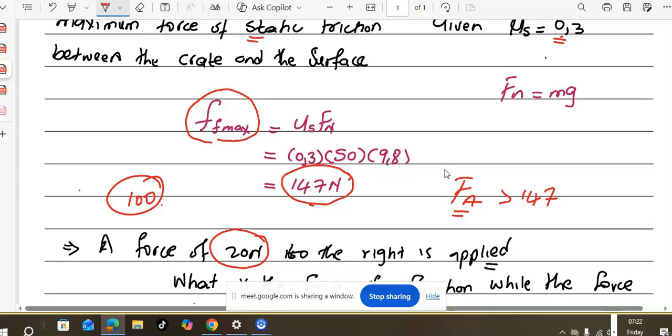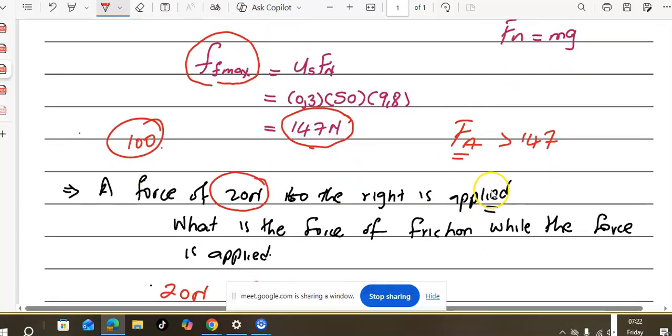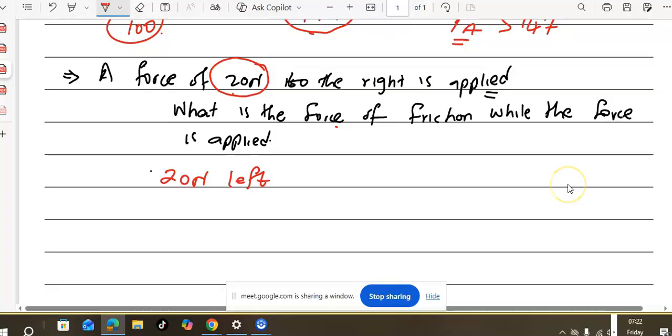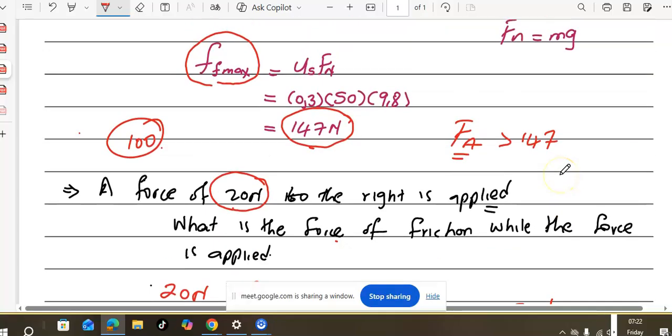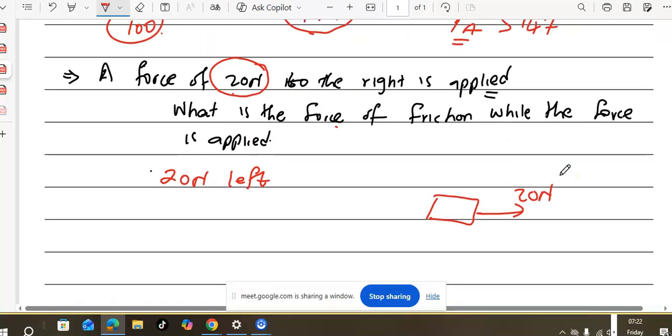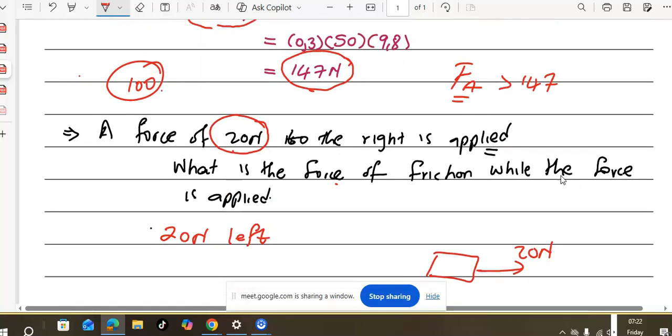Okay. So now the question is asking, what is the force of friction while we apply the 20 newtons? This is my crate. We applied a force of 20 newtons. You understand? But the crate is not moving. Why? Because we need a force that is greater than 147.